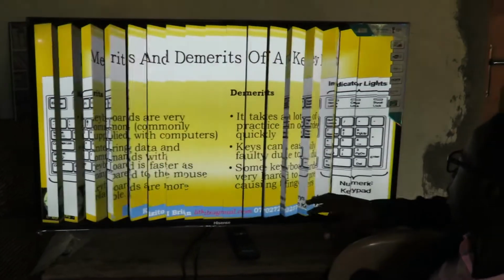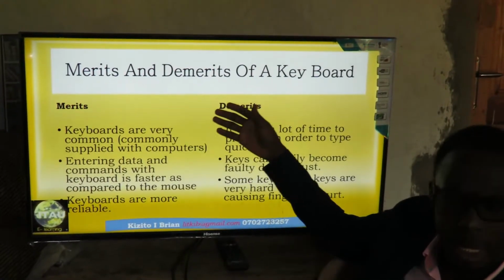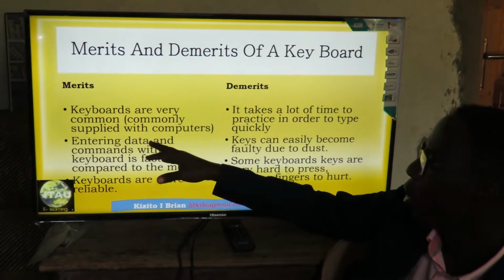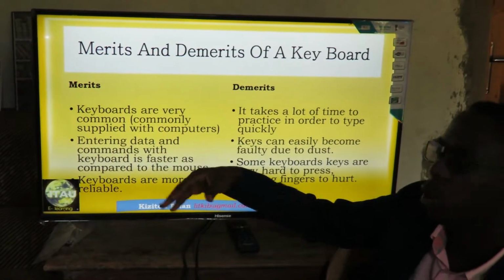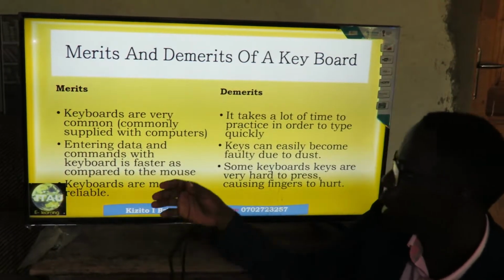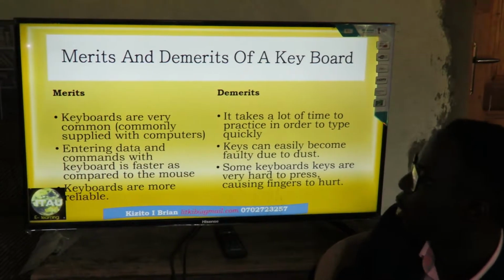A numerical key part that has numbers. The keyboard has advantages and disadvantages. Ladies and gentlemen, the keyboard is very common. Therefore, it is easy to use, easy to afford. You can find it anywhere. Therefore, it becomes a very common device in entering data.